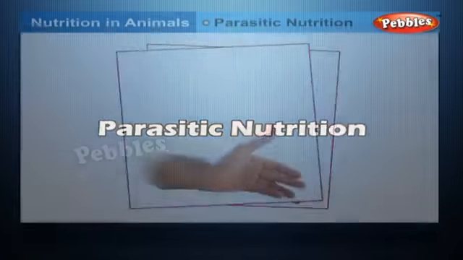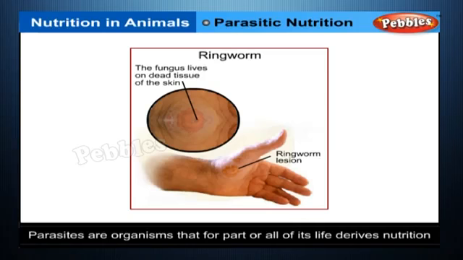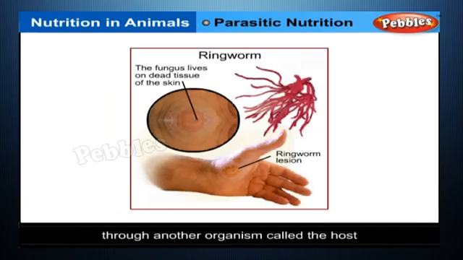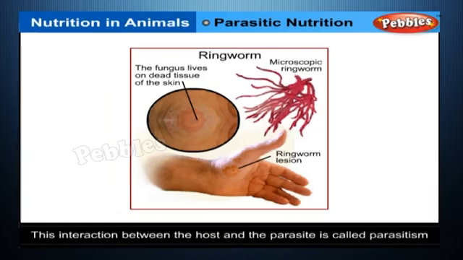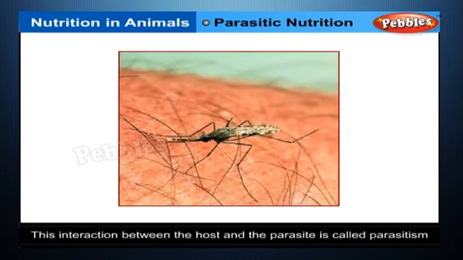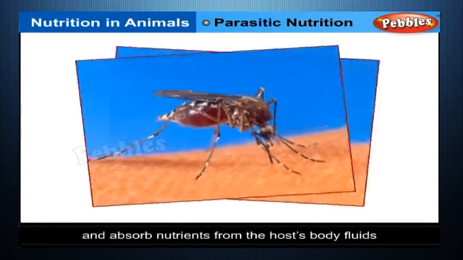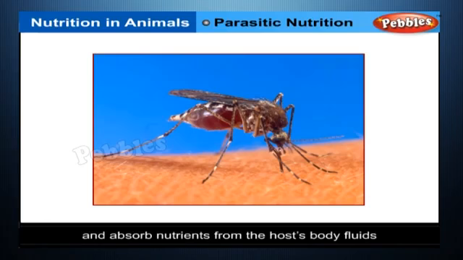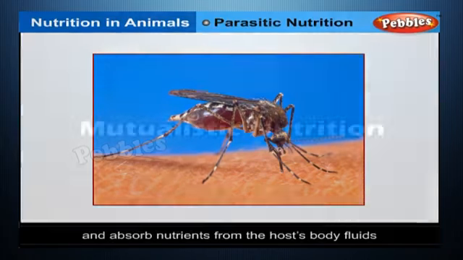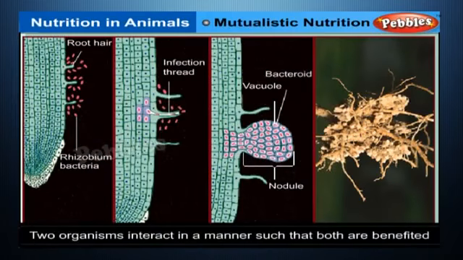Parasitic nutrition. Parasites are organisms that for part or all of its life derive nutrition through other organisms called the host. This interaction between the host and the parasite is called parasitism. Parasites are generally smaller than their hosts and absorb nutrients from the host's body fluids. Example, mosquito.